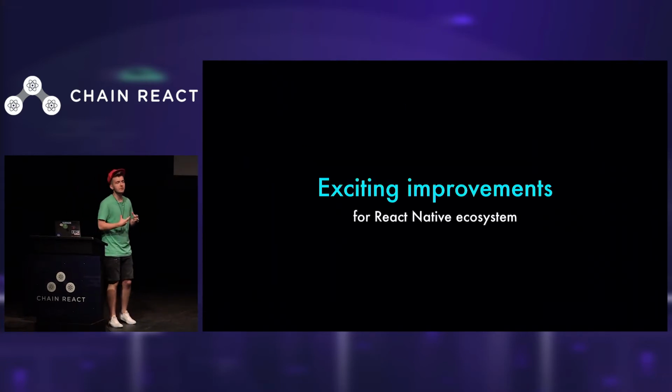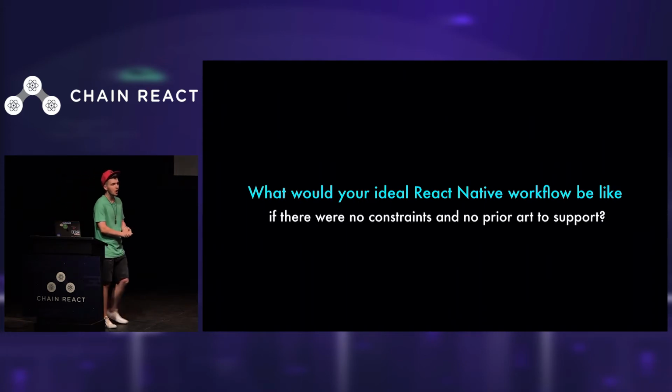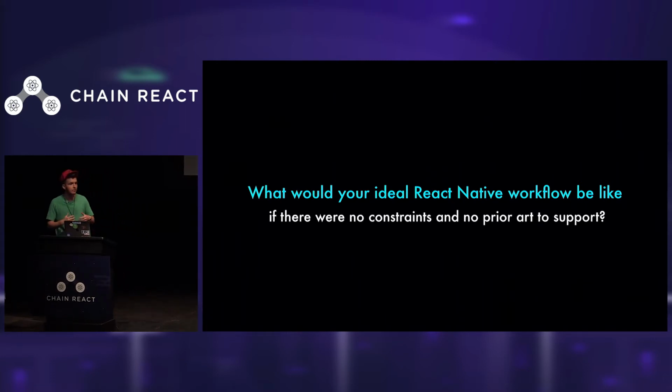So all these things mentioned previously, all together, bring a lot of exciting improvements to the React Native ecosystem. So let me ask you this question. What would your ideal React Native workflow be like if there were no constraints and no prior art to support? Just think about it for a second. I'm sure that there are things that you thought about that are fundamentally different from what we currently have in React Native, or what we say is the best practice in React Native. Thinking about them without all the JavaScript context makes you come up with observations you'd never have had otherwise.